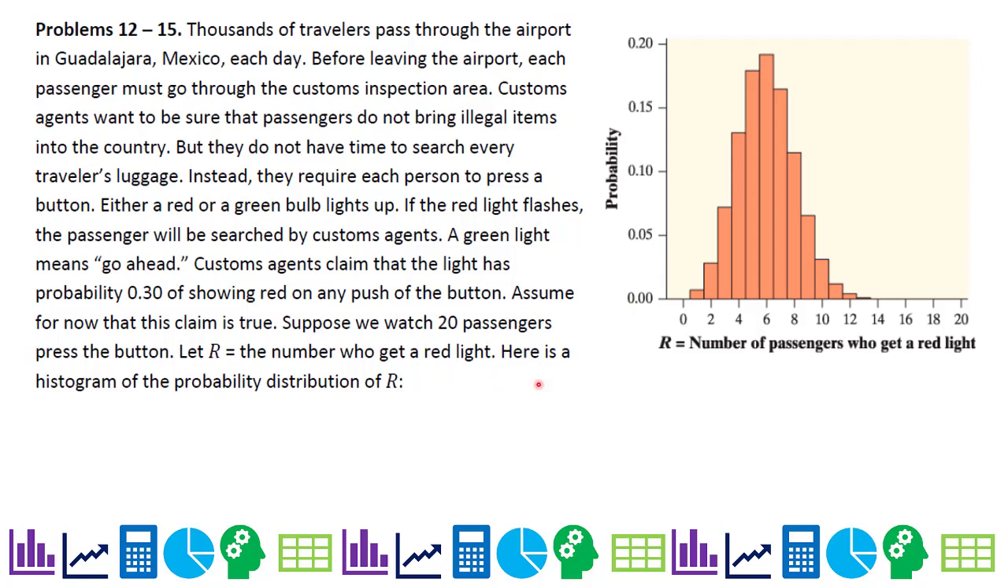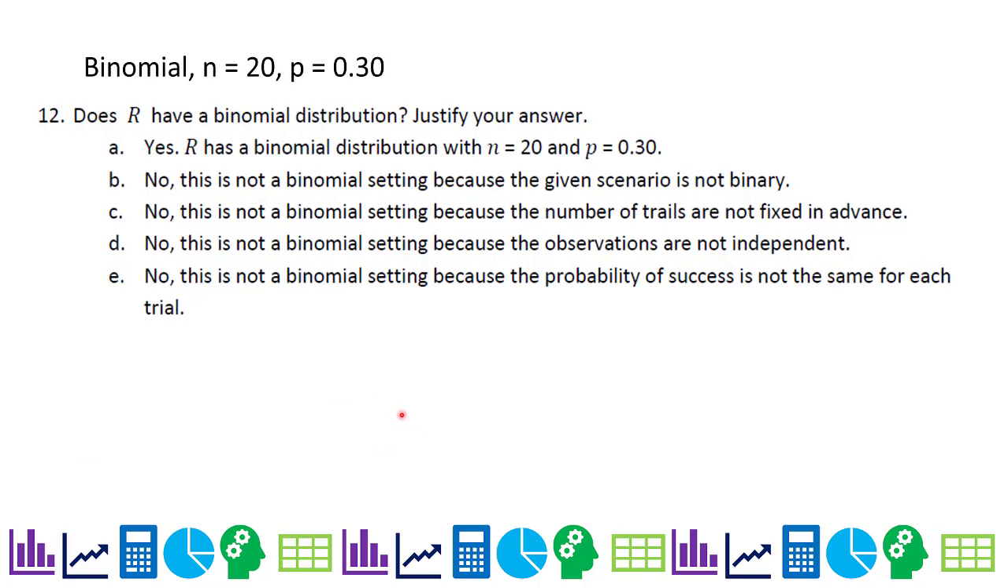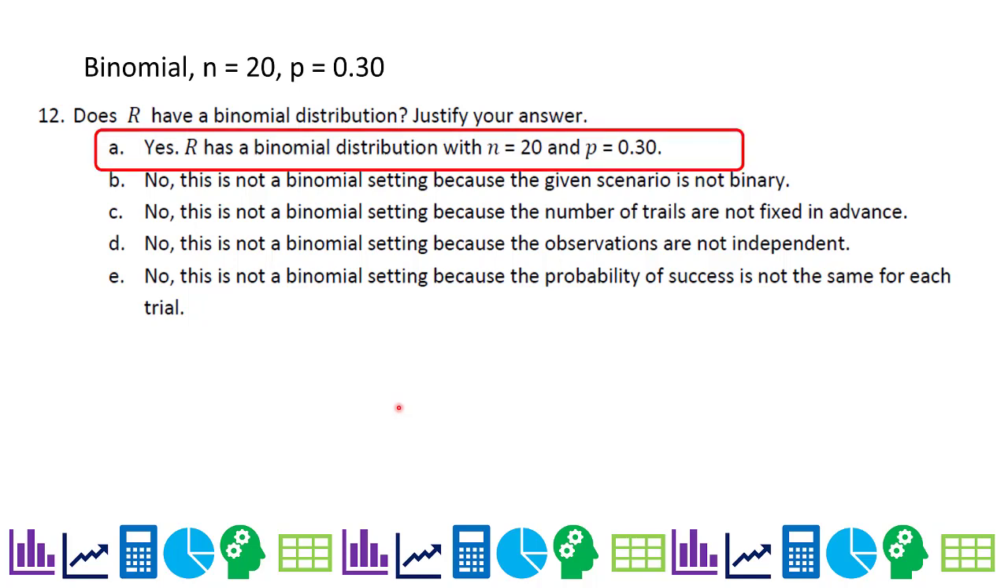So first of all, what kind of distribution is this? Well, we know N is 20 and P equals 0.3, so I'm really tempted to think this is a binomial. So let's check the conditions. Binomial is red or green, so we've got 2 outcomes. Independent: the claim is that it's independent, that the probability is 0.3. The number, N, is 20, so we have a fixed number. So we're fine. And then they asked, does it have a binomial distribution? It does. N is 20 and P equals 0.30.